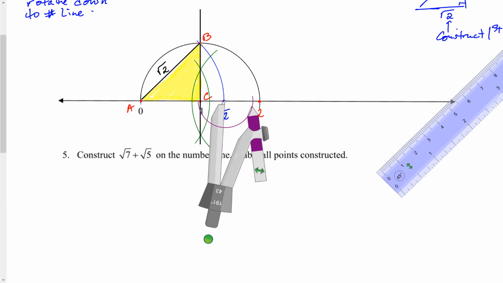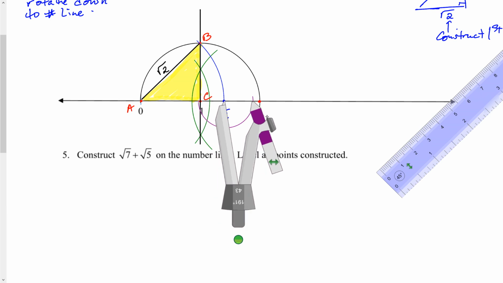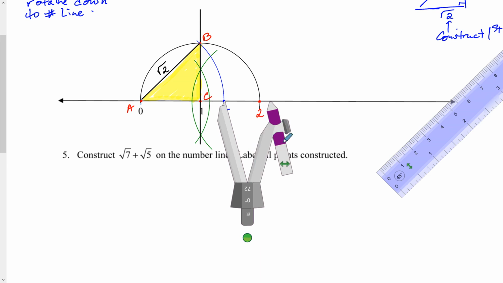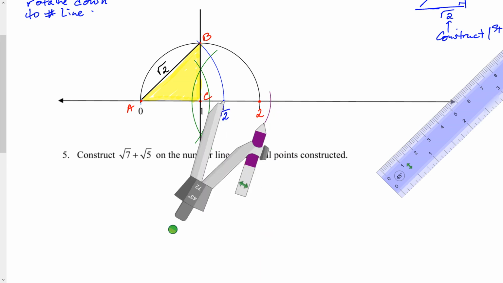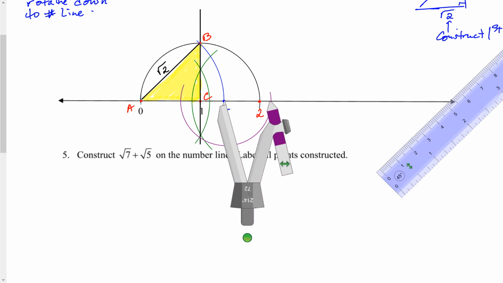Actually, you know what? I'm going to pick a bigger radius. I'm going to erase that and pick it. Just go a little bit beyond 2. Yeah, that should be a little bit more clear. That's going to be a little bit more clear for you on your construction.